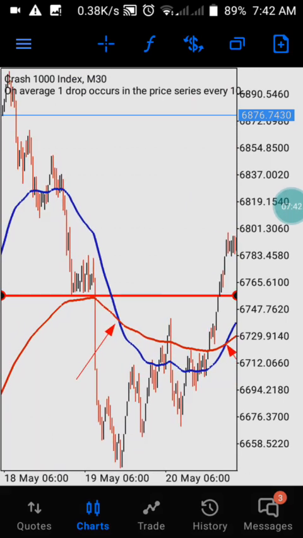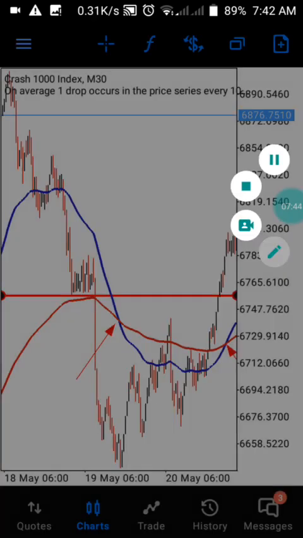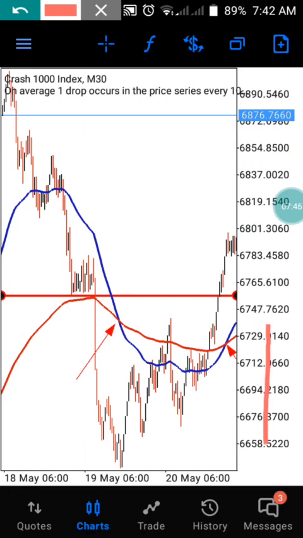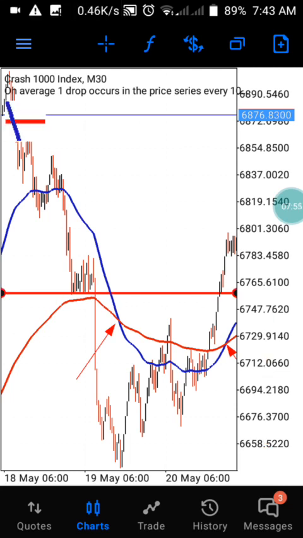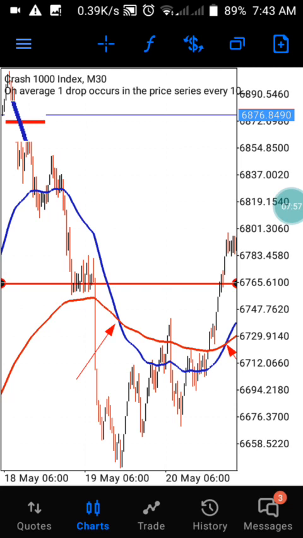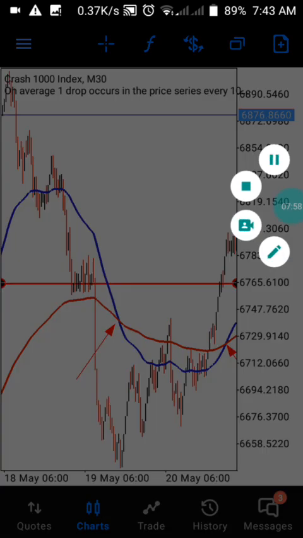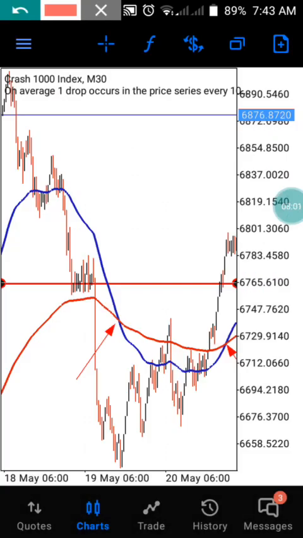Okay, once you place it around here, you see that. Then you check your average from this level, which is this area, which is 6765. That is the area. Then you are going to be placing your horizontal at that level. So you can see that the uptrend is giving us a signal from the downtrend. So there's this probability that our market is going on an uptrend.